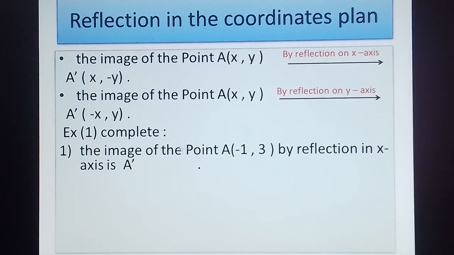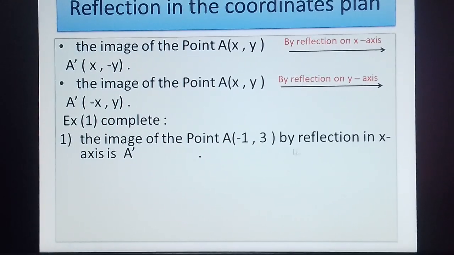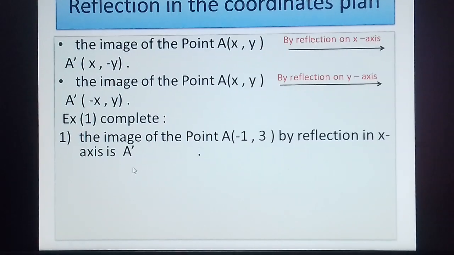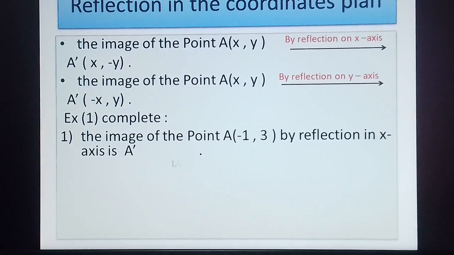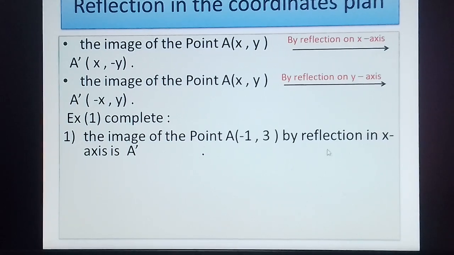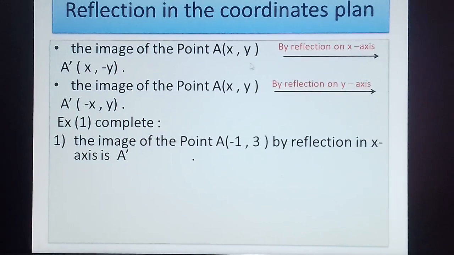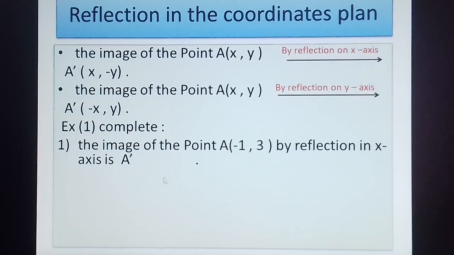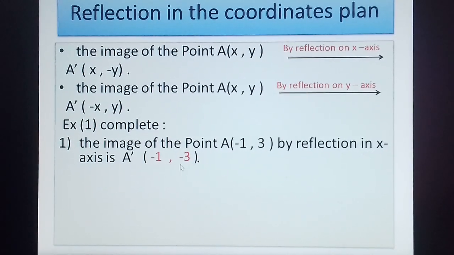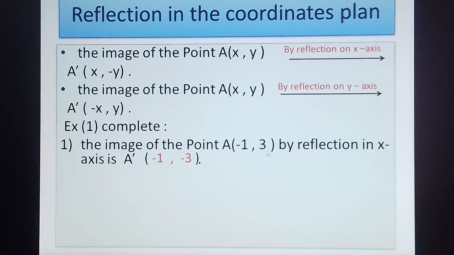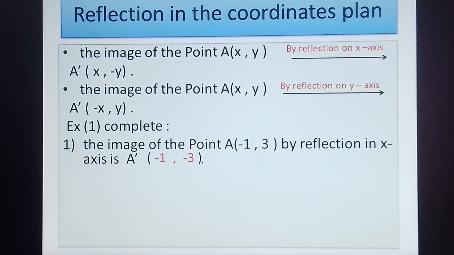Example number 1. The image of the point A(negative 1, 3) by reflection in the X-axis will be A dash equals what? I told you before, when we want to find the reflection on the X-axis, we must change the sign of the second part, Y. The final answer is going to be (negative 1, negative 3). Change the sign only of 3.